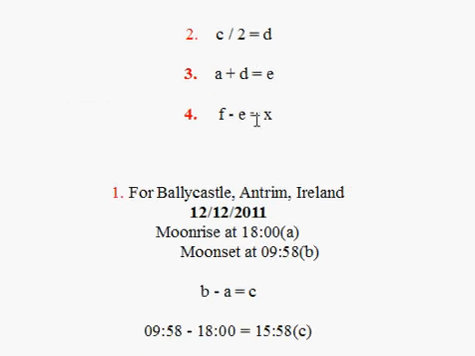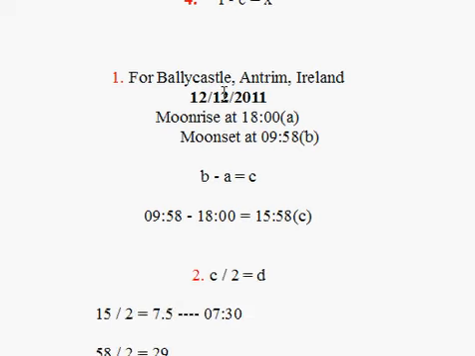So for our first equation, for Ballycastle, Antrim, Ireland, on the 12th of the 12th 2011, Moonrise time is at 1800 hours or 6 PM. We'll assign that A. Moonset time is at 9:58 AM. We'll assign that B. So our equation is B take away A equals C. So we're trying to find the time difference between 1800 hours and 9:58. So we can write down the sum, try to work out the time difference, and then ideally we would like to confirm that with an online calculator.